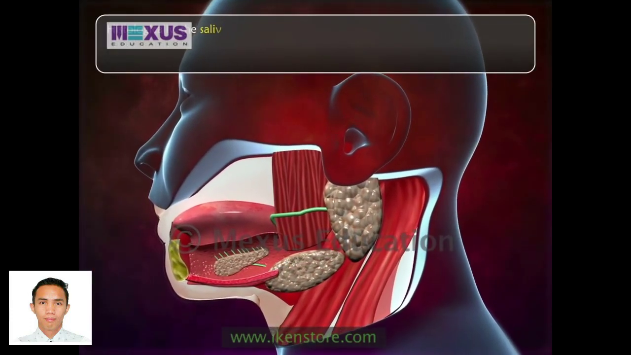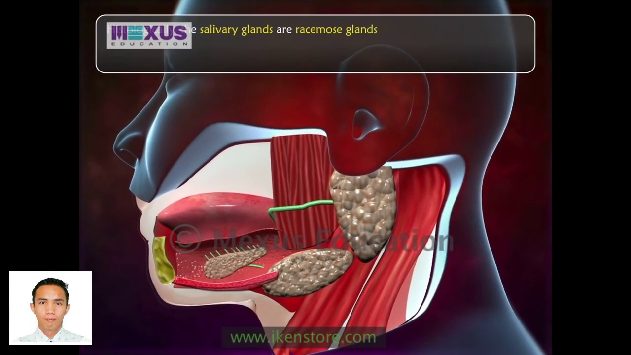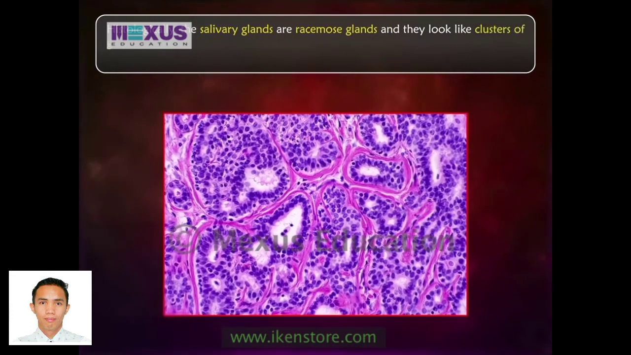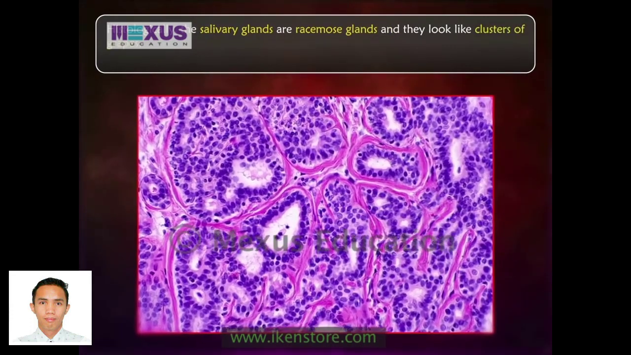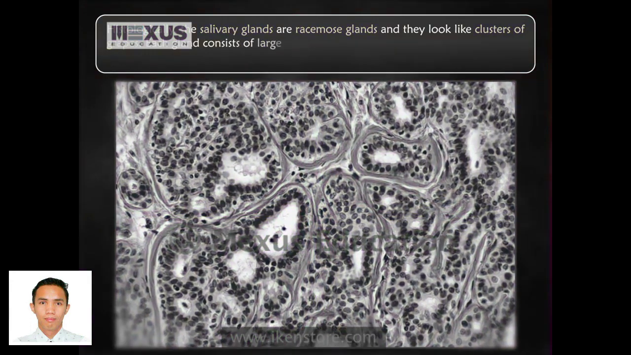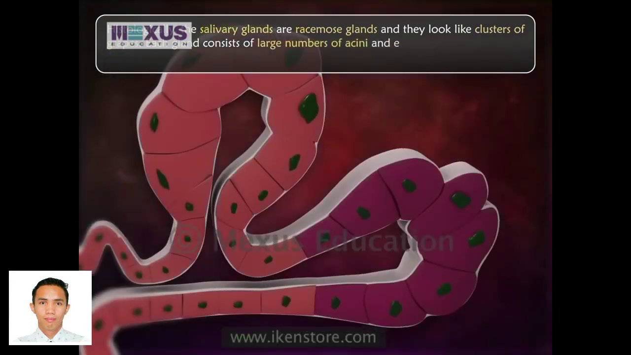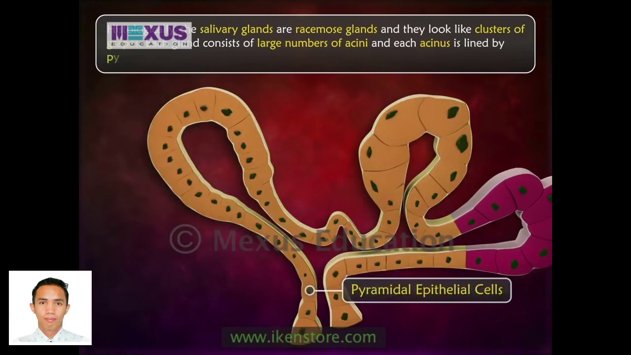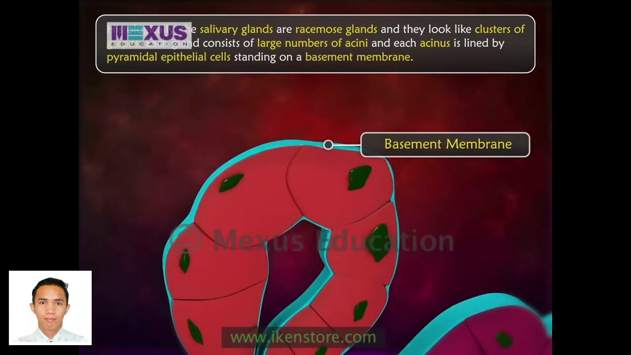Histologically, the salivary glands are racemose glands and they look like clusters of grapes. Each gland consists of large numbers of acini, and each acinus is lined by pyramidal epithelial cells standing on a basement membrane.